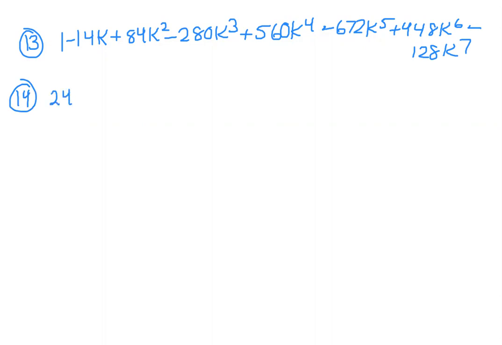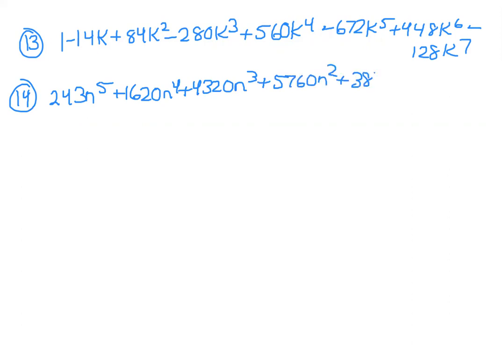This is 243n to the 5th plus 1620n to the 4th plus 4320n cubed plus 5760n squared plus 3840n plus 1024. All right, let's look at number 15, the last one.